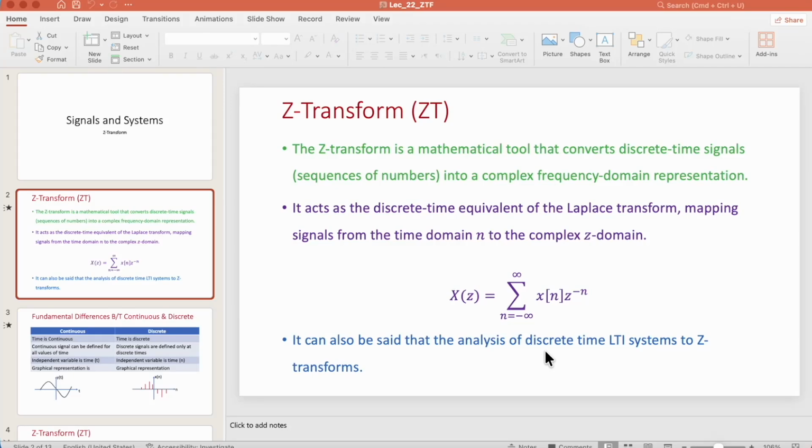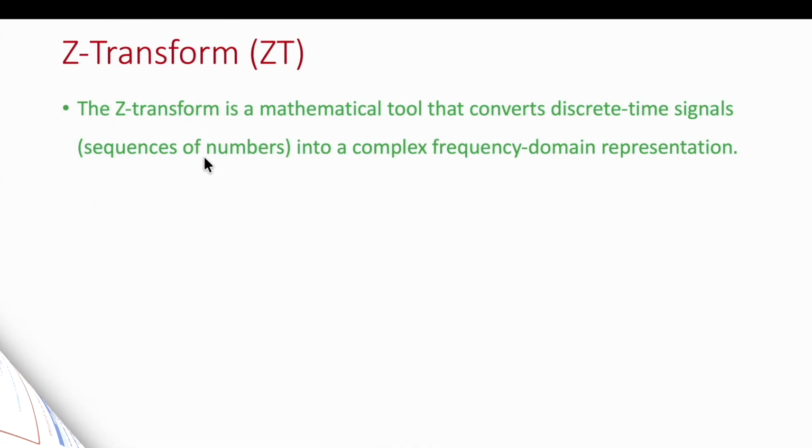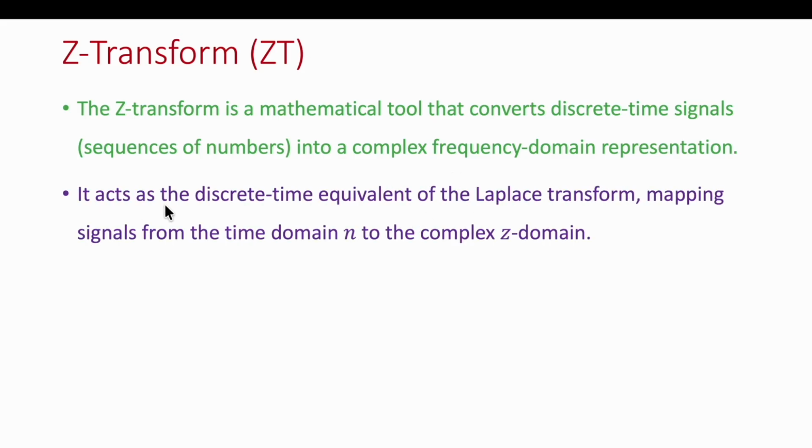In this video we are going to discuss the Z transform, its basic fundamental definitions, and a few problems. The Z transform is a mathematical tool that converts discrete time signals, sequences of numbers, into complex frequency domain representations. It acts as the discrete time equivalent of the Laplace transform, mapping signals from the time domain n to the complex Z domain. Mathematically, you can write the Z transform X of z is equal to the sum where n varies from minus infinity to infinity of x of n z raised to the power minus n.